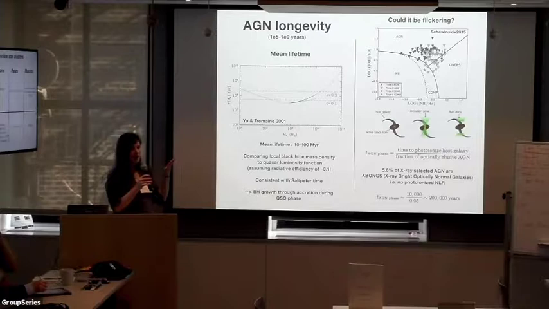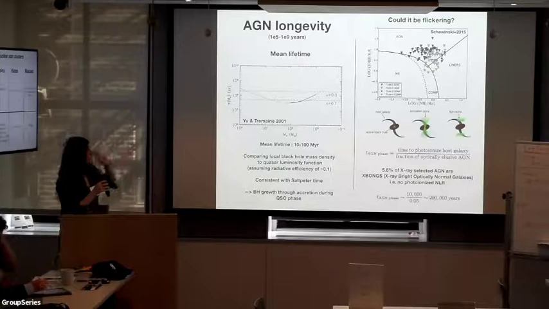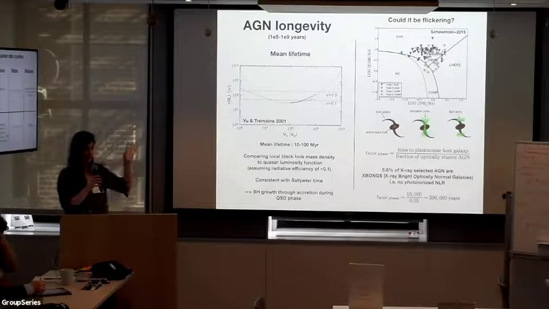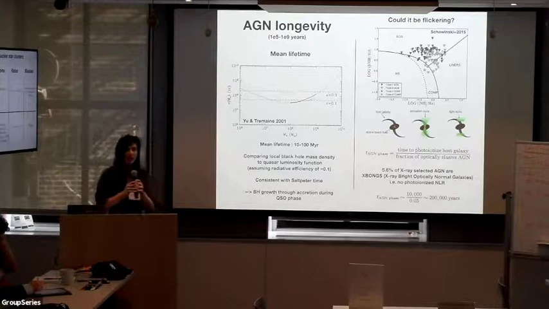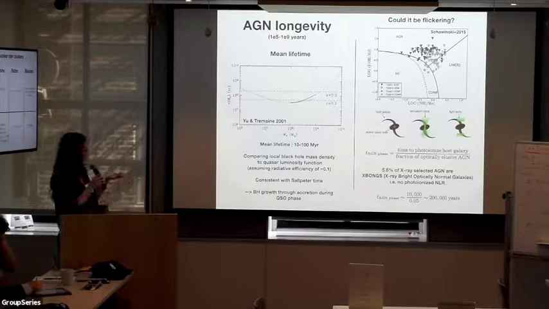This is a hard X-ray flux-limited sample. And what they found was that 5% of those BATs, those AGN, are what they call X-bongs, these X-ray bright optically normal galaxies. Basically, they show strong AGN activity, but they don't have a photoionized narrow line region.